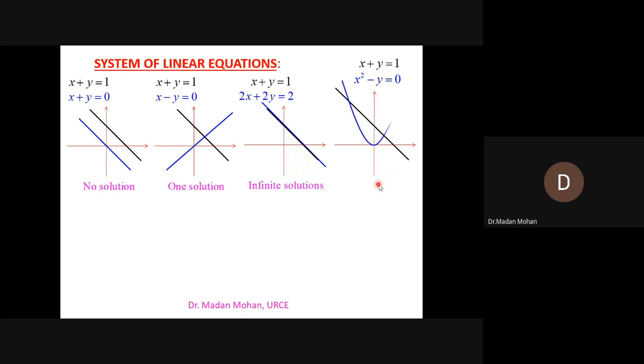Y cannot be negative. Y is only positive. X can be positive or negative. Okay, this is a parabola. How many solutions are there for this system? Please tell me by observing the graph. How many solutions? Please respond. 2. 2 only, right? Very good, very good. You have only 2 solutions.